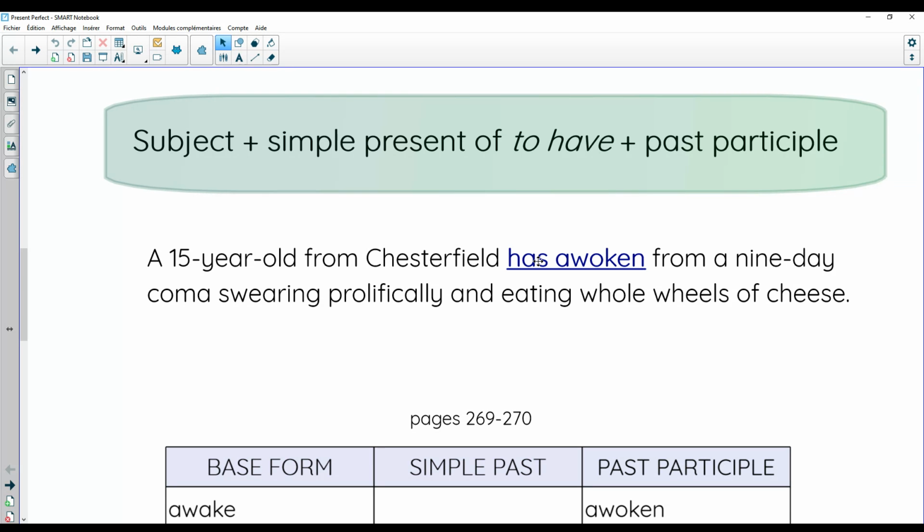We use the present perfect here because we want to focus more on the present situation, the strange result of the awakening from a coma. So now you know when to use the present perfect, how to form it. Let's practice.